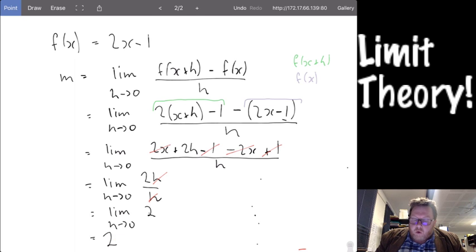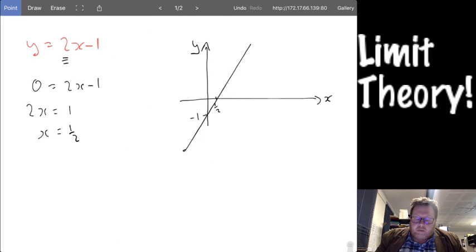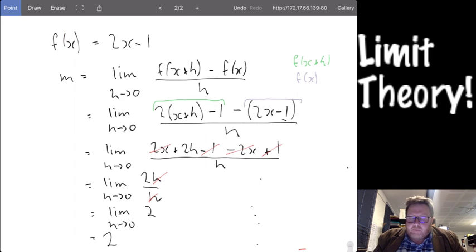Now, of course, with a linear function that we've got in gradient intercept form already, or any other form really, it would be easier just to put it into gradient intercept form and say, well, there's my gradient, it's 2. So I understand, but I guess this is proof of concept really, that limit theory does work for any function, and here's another example of it working. In this case, it works for a linear function. There we go, so the gradient is 2.